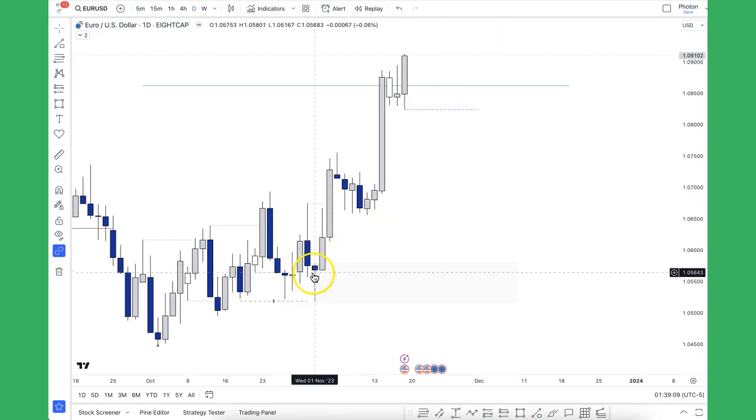It's led to a chalk. This is also an internal breakout structure. It flipped and it also has swept liquidity over here.